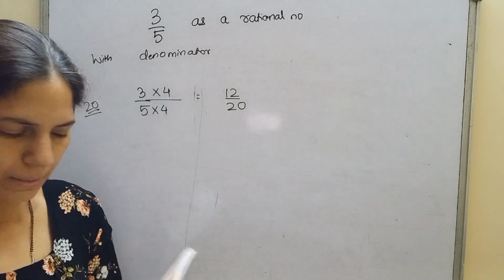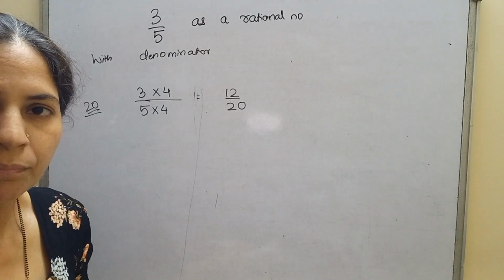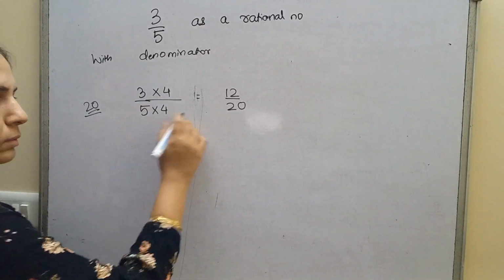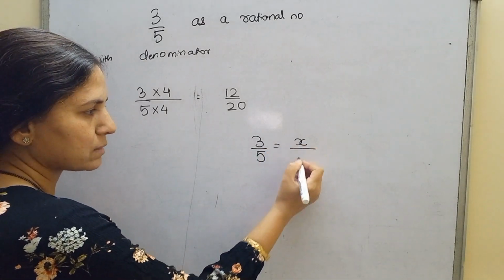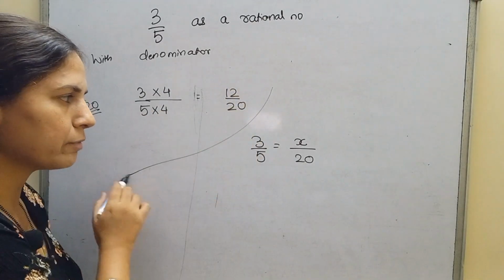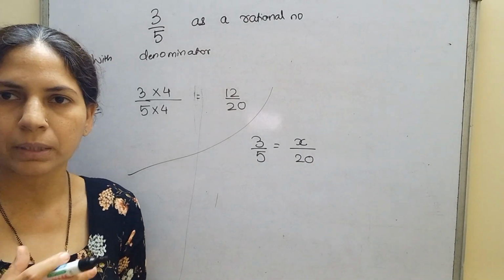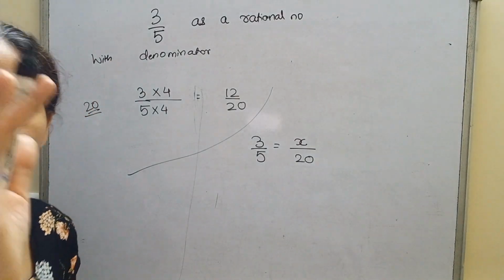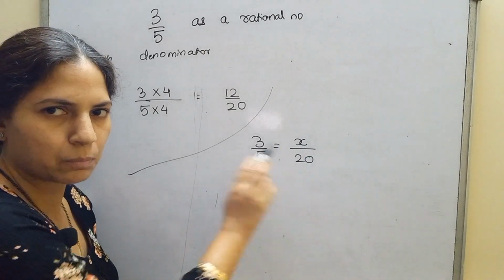But my dear students, there is one more method. I'll give you a shortcut. 3 upon 5 is equal to x upon 20. This is a trial and error method. What if it is a big number or you are unable to make out which number to multiply to make it 20 or what will be the numerator? I'll give you a shortcut, okay? Write the question here, put equal to sign and whatever is asked here, put here.